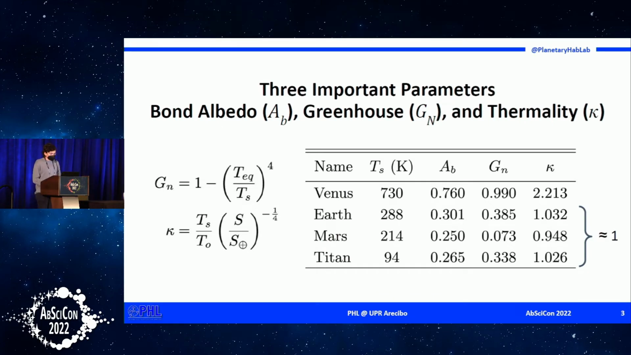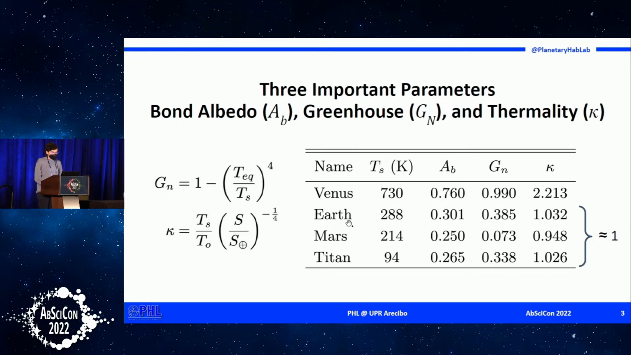Therefore, we want to study 3 main parameters that are related to the surface temperatures of the planet: the Bond albedo, the normalized greenhouse effect, and the thermality, which again is a new quantity that we're trying to introduce. These equations are the way that you calculate the greenhouse effect and the thermality, and they are given by the equilibrium temperature, the surface temperature, and the stellar flux. These are parameters that you can get from GCMs, for example. The idea behind using these equations is to input the results from GCMs into these parameters and study the relationship that they have with the GCMs.